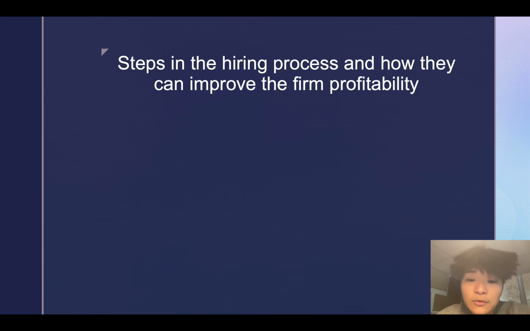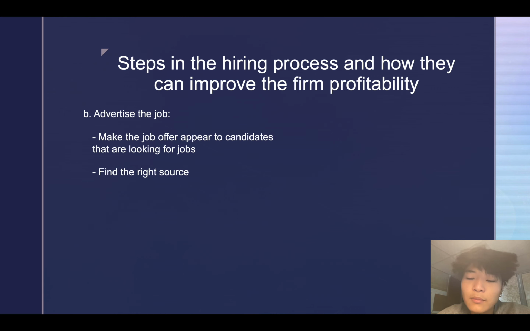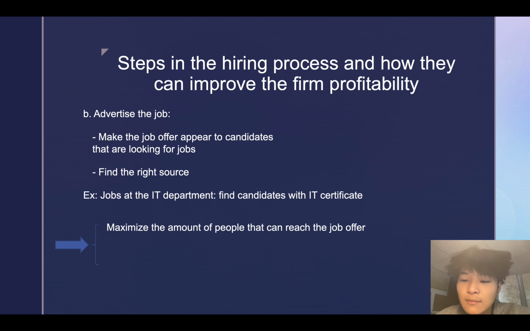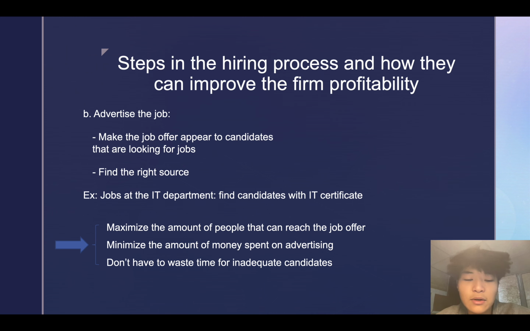The second step in the hiring process is to advertise the job. So in this task, the HR team will have to make the job offer appear to candidates that are looking for jobs. And they will also have to find the right source to do so, either online or offline. For example, if the company is looking for jobs in the IT department, they will have to find candidates with an IT certificate. So if they do this right, they will maximize the number of people that can reach the job offer and minimize the amount of money that's spent on advertising. And they don't have to waste time on inadequate candidates.